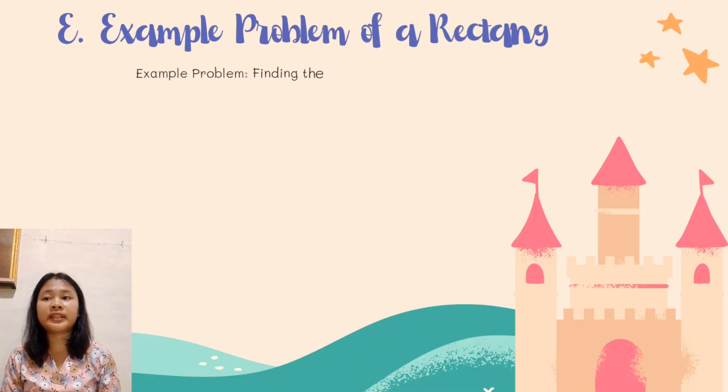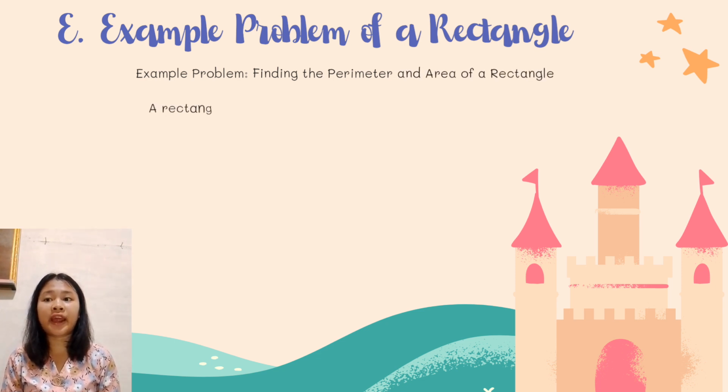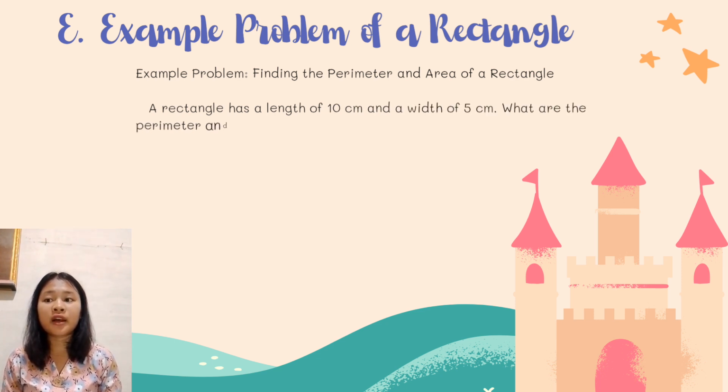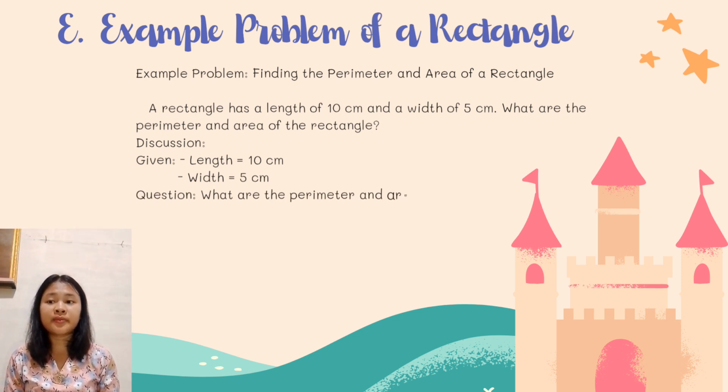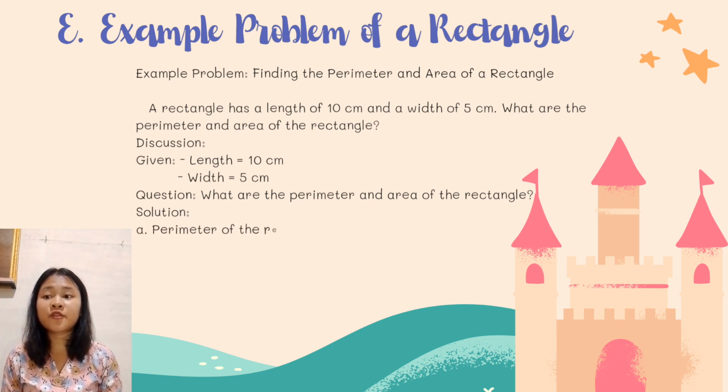E. Example problem of a rectangle. Example problem, finding the perimeter and area of a rectangle. A rectangle has a length of 10 cm and a width of 5 cm. What are the perimeter and area of the rectangle? In this question, given length is 10 cm and width is 5 cm. Question: what are the perimeter and area of the rectangle?